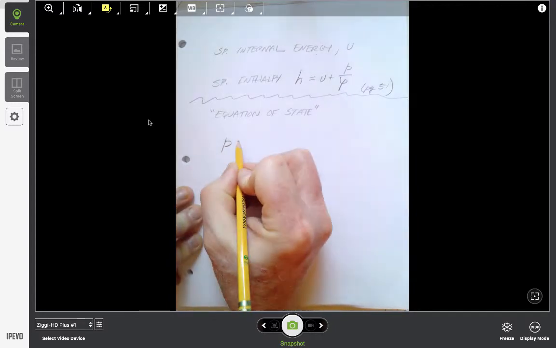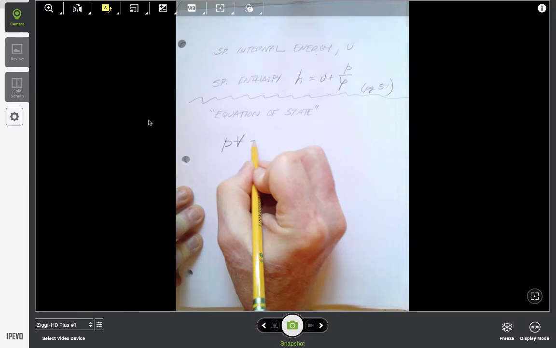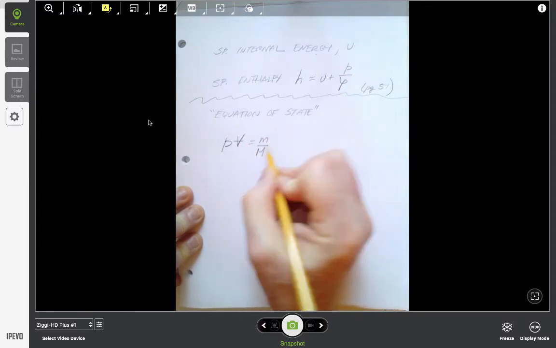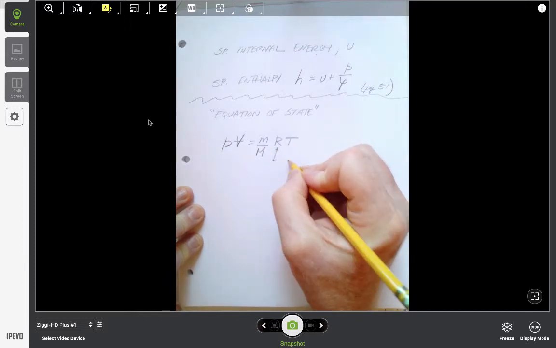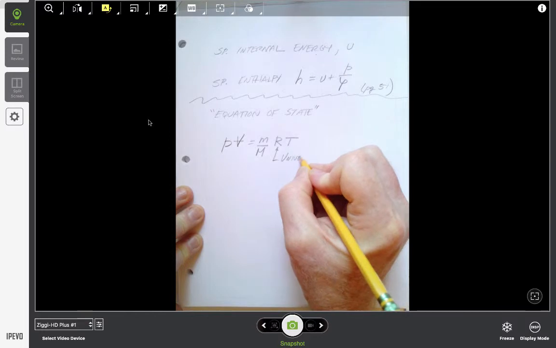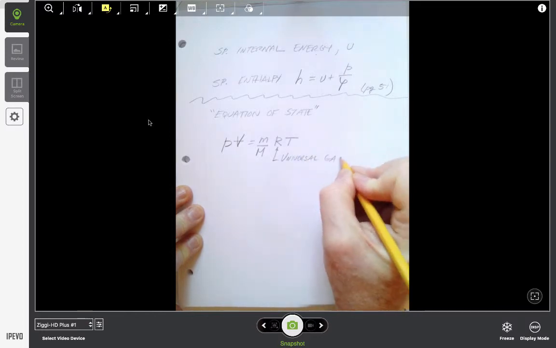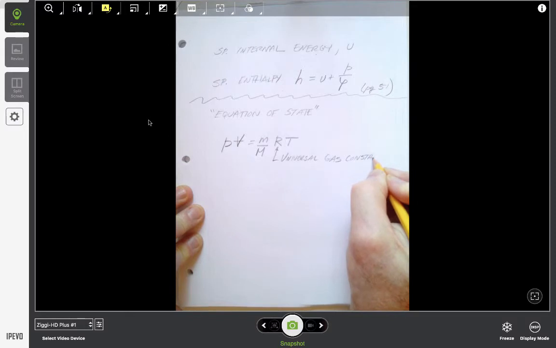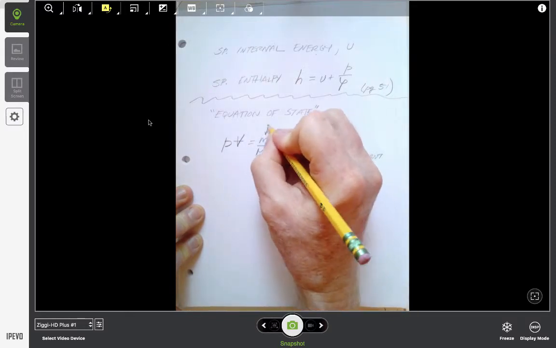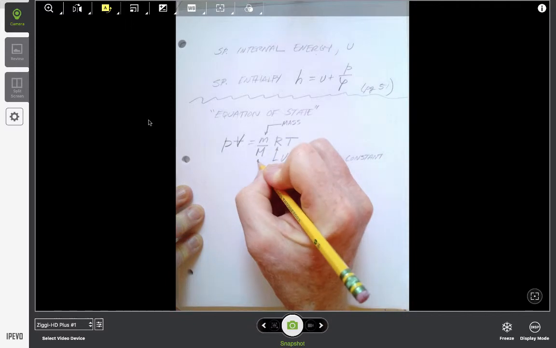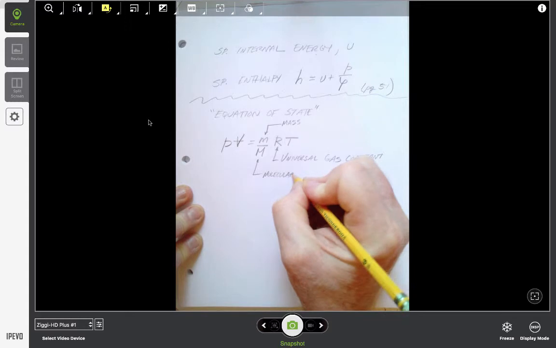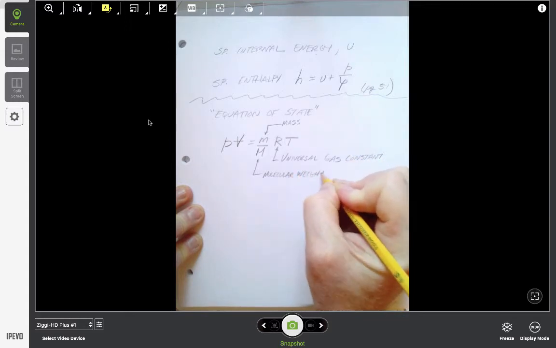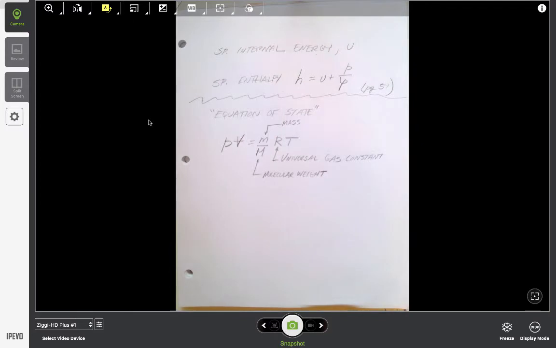And the form is PV equals M over cap M RT. This is the universal gas constant. That's the mass. That's the molecular weight. And that's an example of an equation of state.